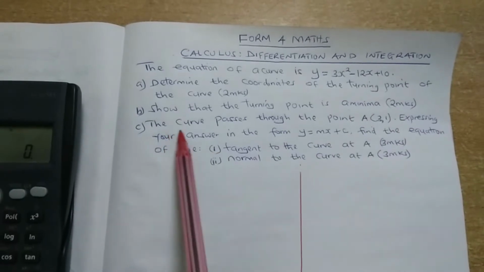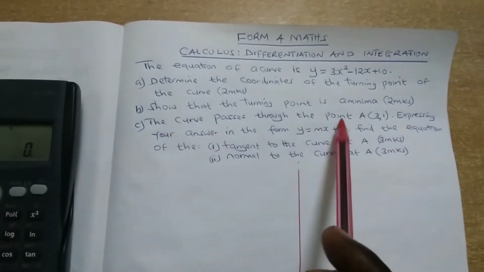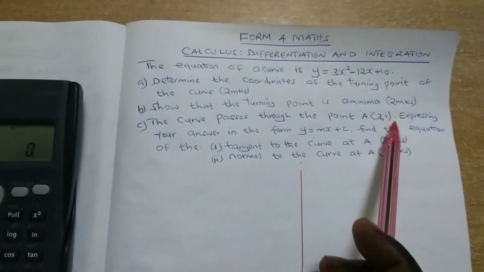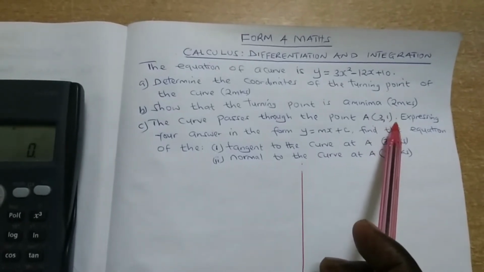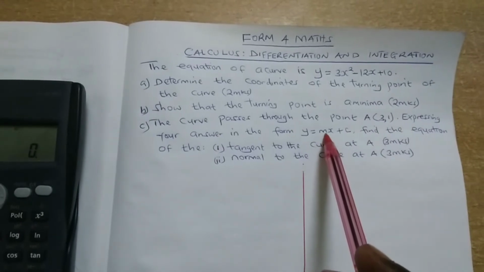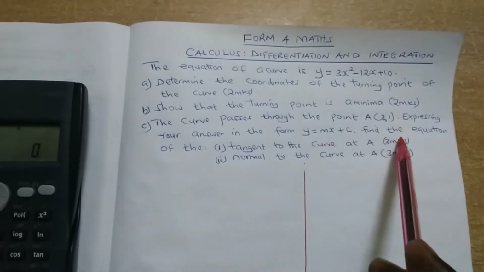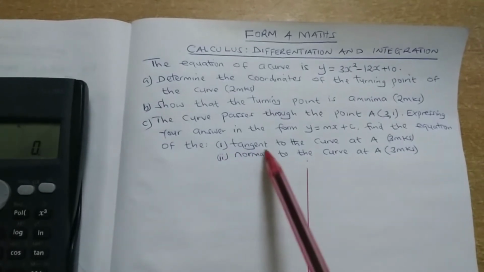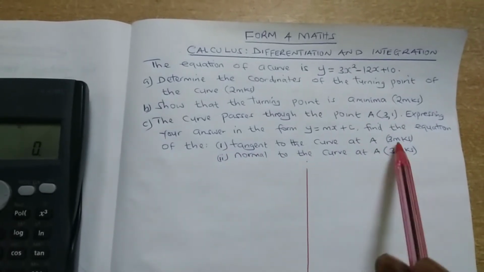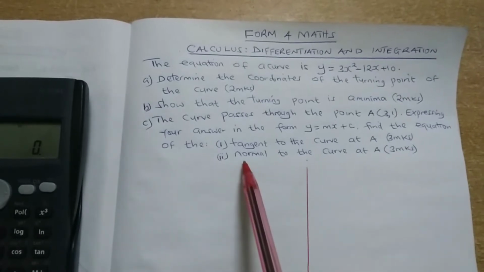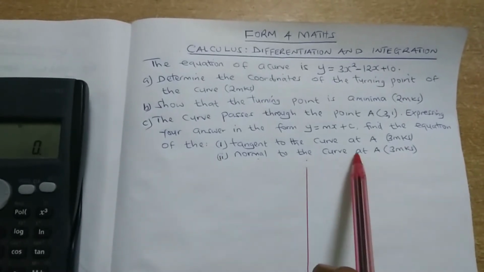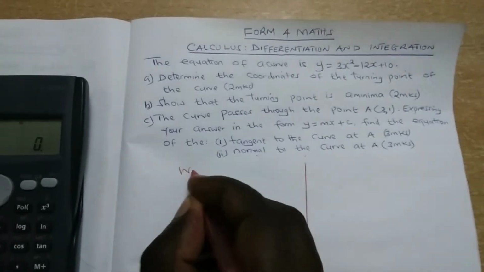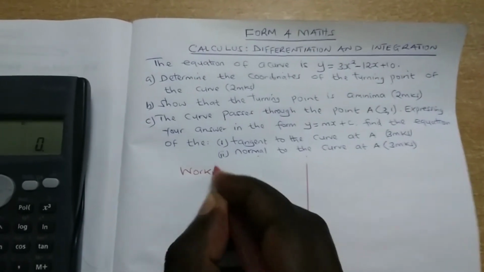Part C, the curve passes through the point A with the coordinates (3, 1). Expressing your answer in the form y is equal to mx plus c, find the equation of (i) the tangent to the curve at point A, 3 marks, then (ii) the equation of the normal to the curve at point A, 3 marks. Let us look at the working to this question.